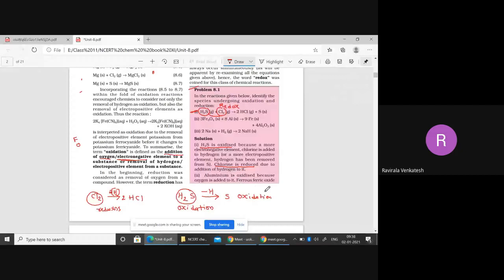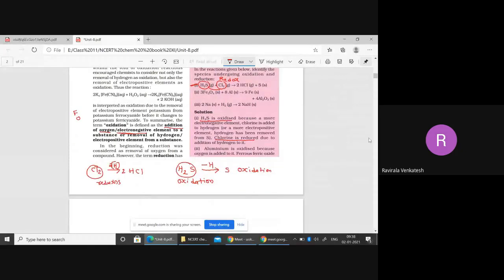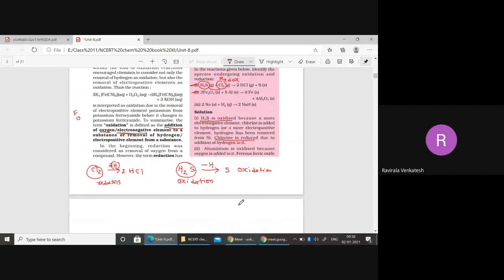But if you observe, let me take the second one. What is given here? Fe3O4 converting into what here? Iron, right? Next, aluminum converting into what here? Al2O3. Now easily you can say which is undergoing oxidation and which is undergoing reduction. Can you say now? Anybody? First one, you say this one. Oxidation or reduction? First one, this one.